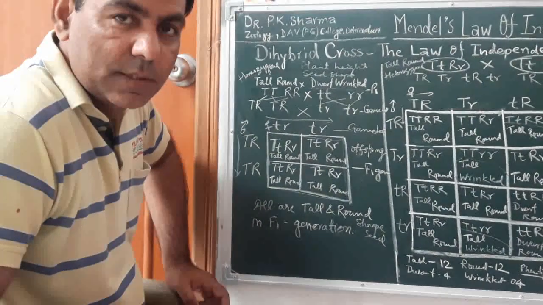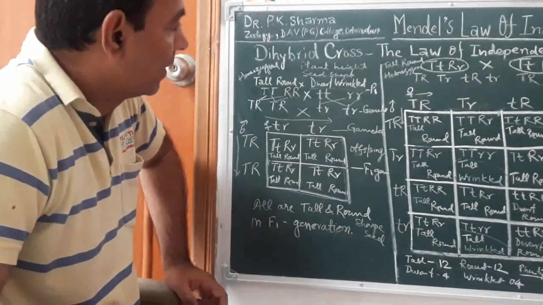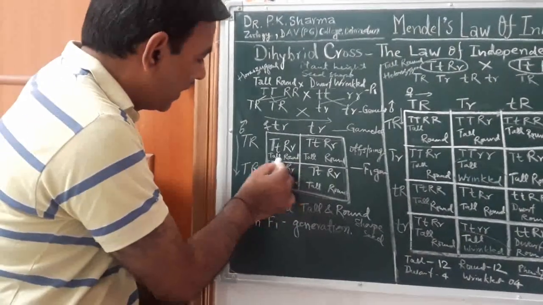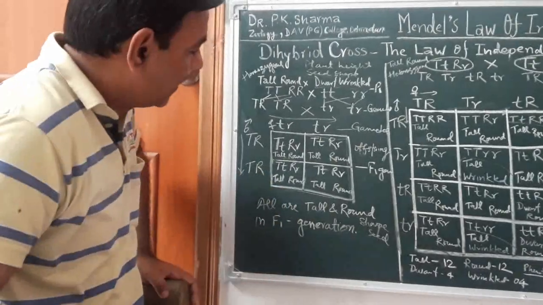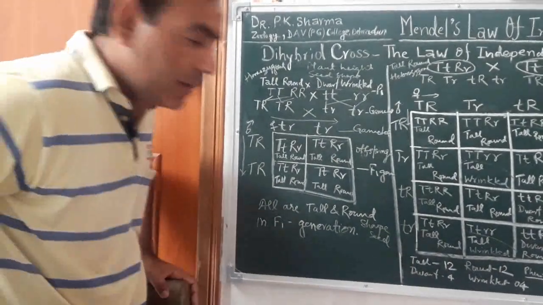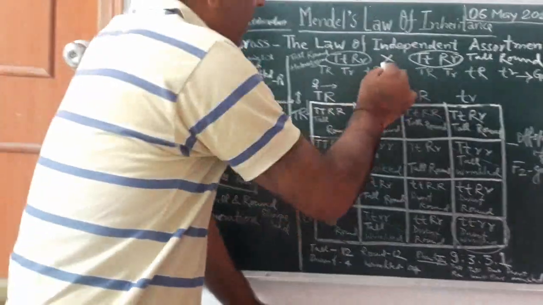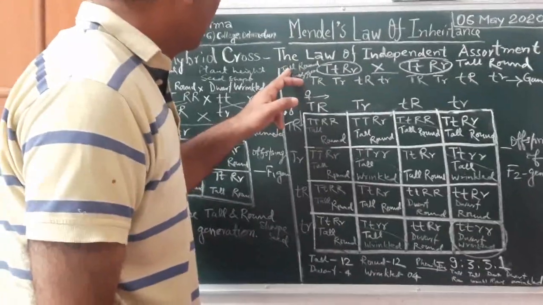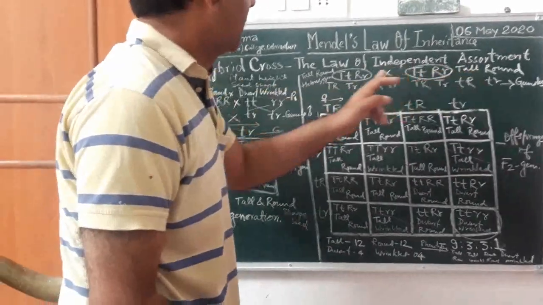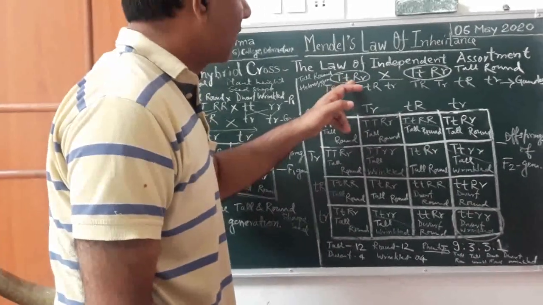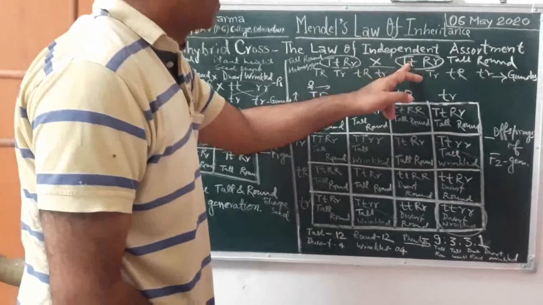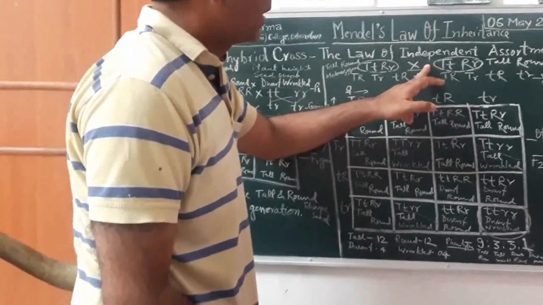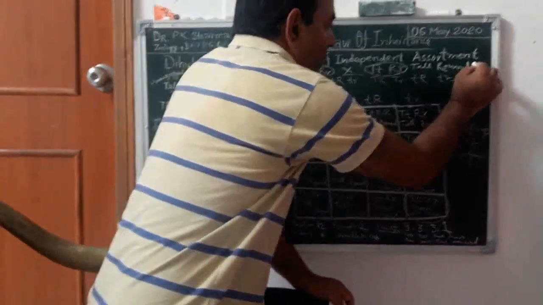and have round shaped seeds. When they act as parents, we can choose these plants and create self fertilization between these two. So the tall and round plants have the genotype capital T small t, capital R small r, capital T small t, capital R small r. These are the progeny of the F1 generation, now acting as parents too.